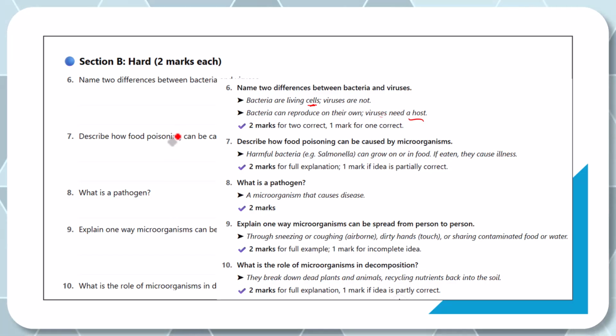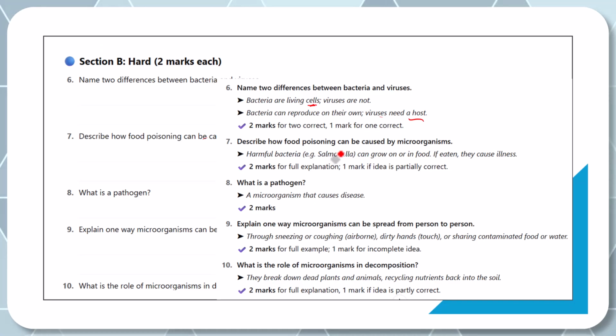Question 7 says, describe how food poisoning can be caused by microorganisms. I gave you earlier an example of salmonella, which is normally found in chicken. What happens? It can actually grow on or inside your food, right? So let's say it's a piece of chicken that you have.